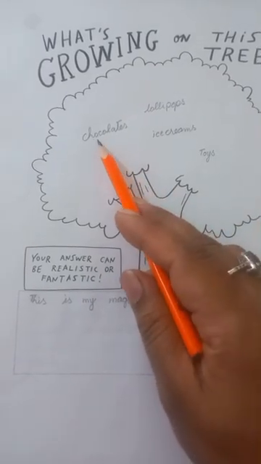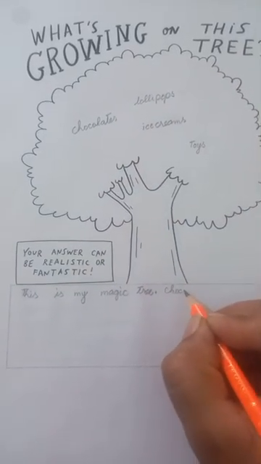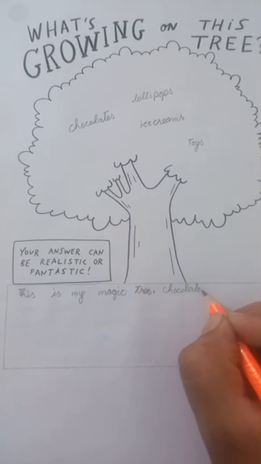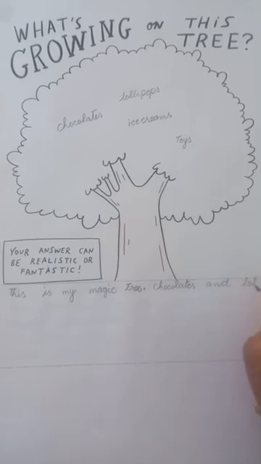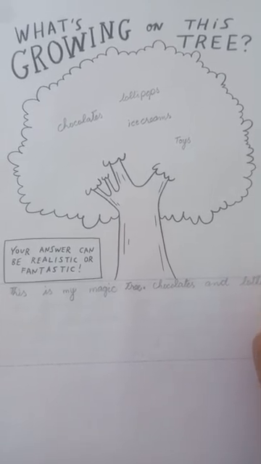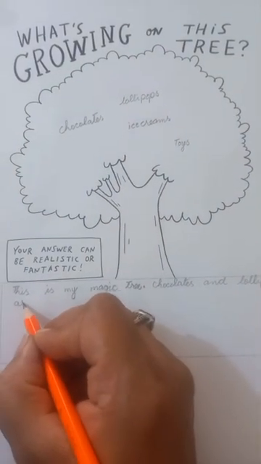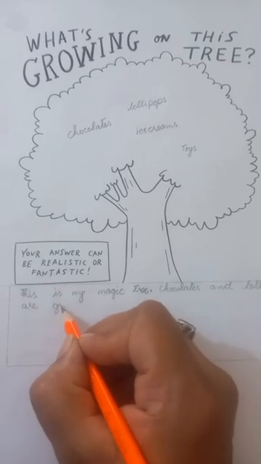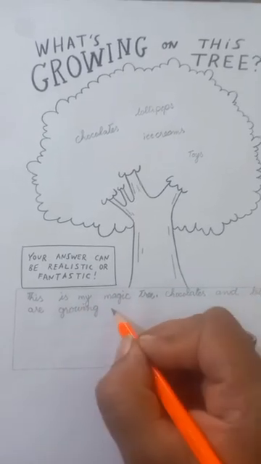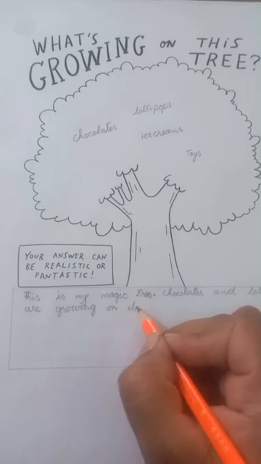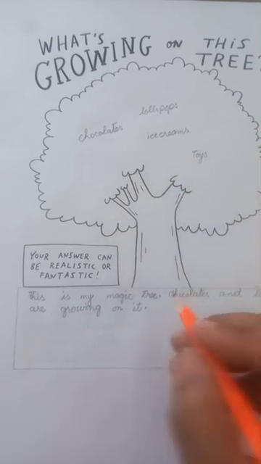Now, second, chocolates and lollipops. Chocolates and lollipops are growing on it. Full stop. Now ice cream.